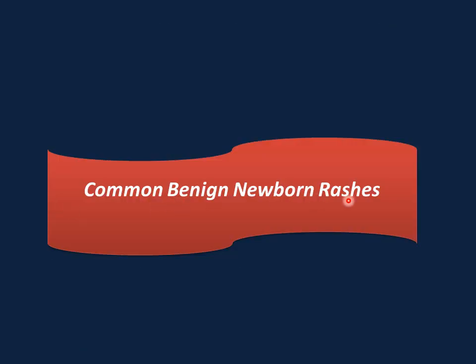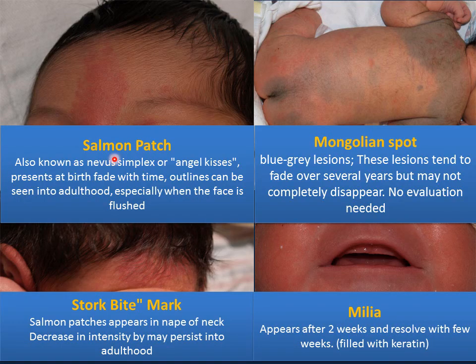Common benign newborn rashes are very important to be familiar with. The parents always will ask about these rashes and will ask if this is normal, and it is also very common on the pediatric board examination. The first example of the common benign newborn rashes is salmon patch. Salmon patch is a pink patch that commonly appears in the middle of the forehead and is also well known as nevus simplex or angel kisses.